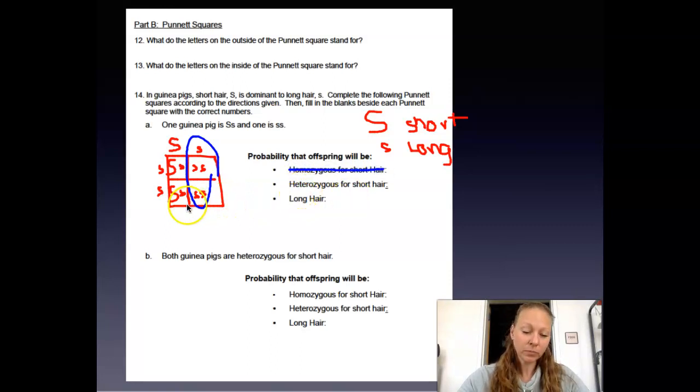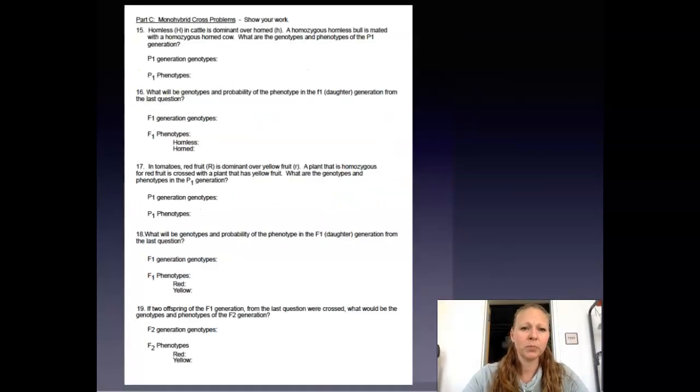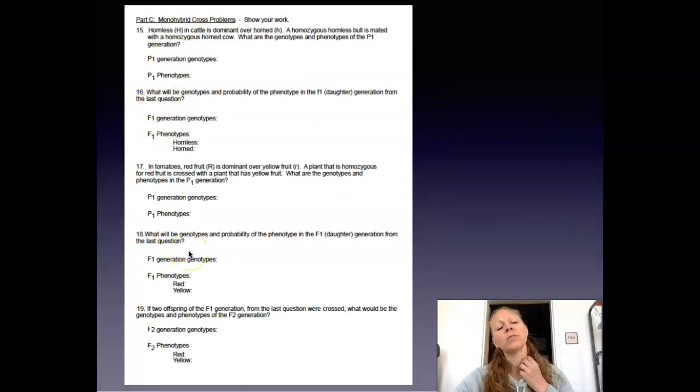Heterozygous for short hair will be right here, heterozygous. And so that's going to be 50%. And our long hair guinea pigs are going to be 50%. Or you could do 2 out of 4 or 2 out of 4. Let's go through. That should be explanatory. That should help you. Oh, let me turn off my draw tool. So that should help you with some of those.